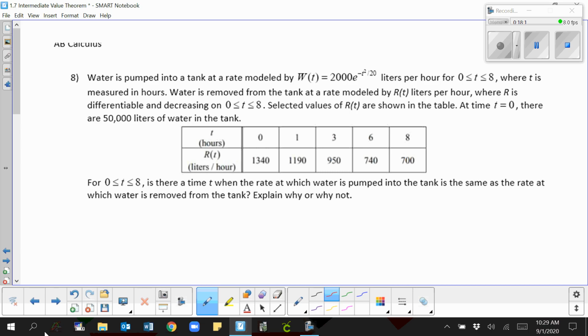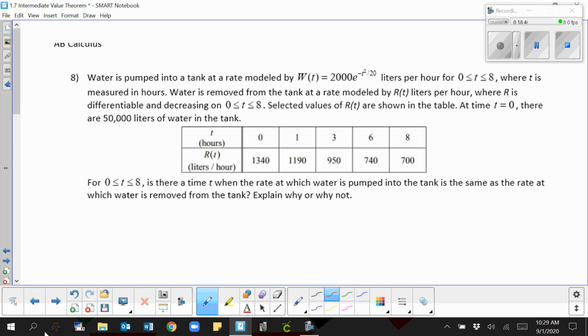Water is pumped into a tank at a rate modeled by W of t liters per hour for 0 is less than or equal to t is less than or equal to 8, where t is measured in hours. Water is removed from the tank at the rate modeled by R of t, where R is differentiable and decreasing on 0 less than or equal to t less than or equal to 8. Selected values of R of t are shown in the table. At time t equals 0, there are 50,000 liters of water in the tank.